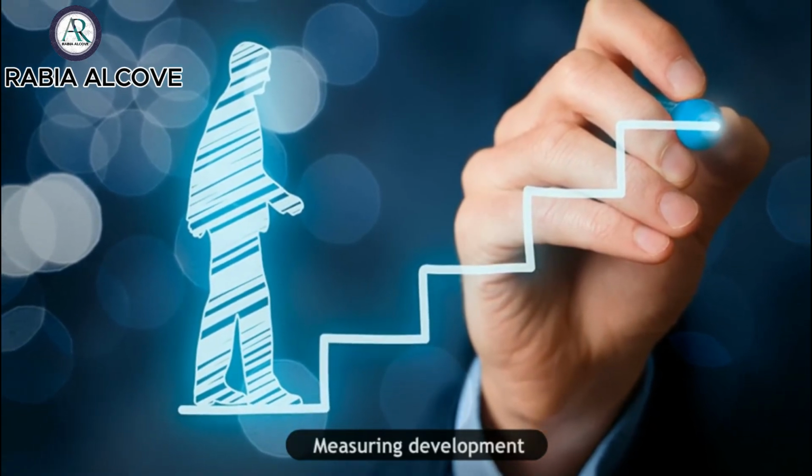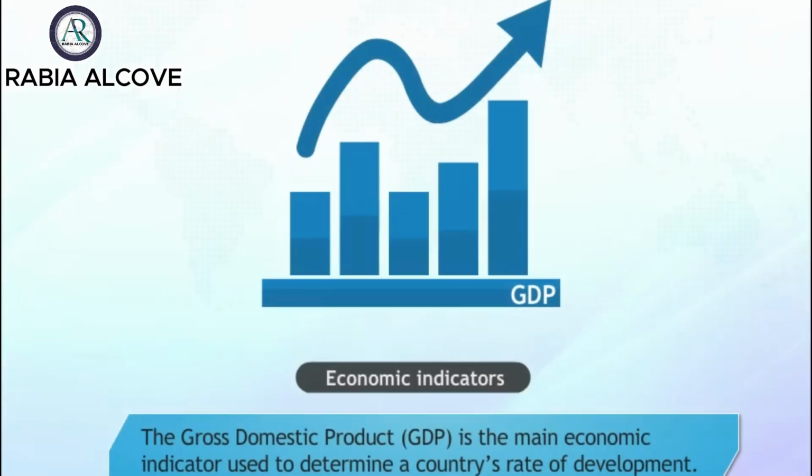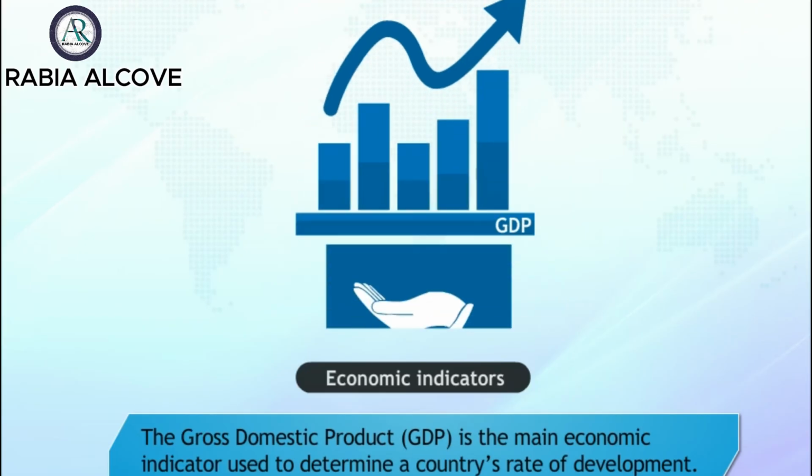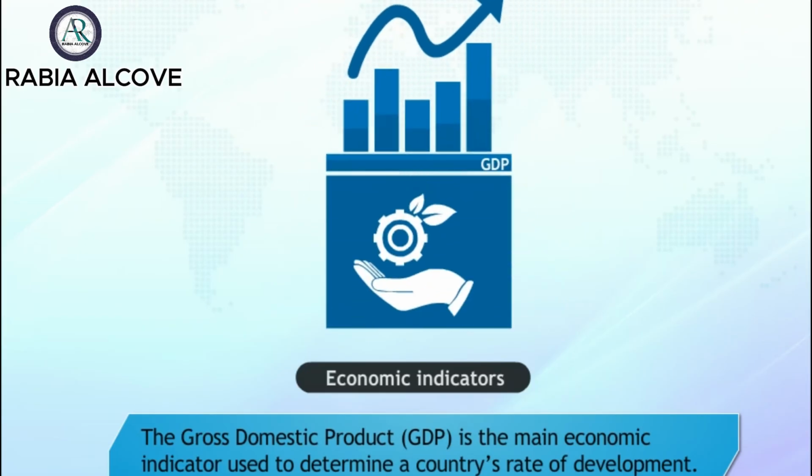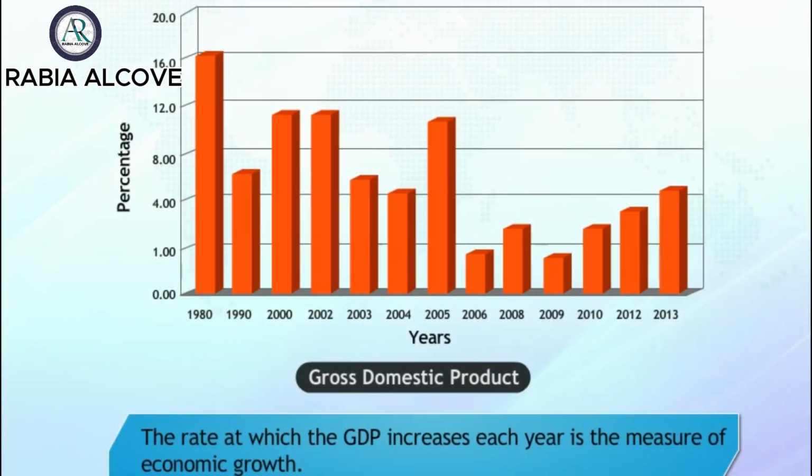Let's learn about them. The gross domestic product, or GDP, is the main economic indicator used to determine a country's rate of development. The GDP measures the value of goods and services produced by a country. The rate at which the GDP increases each year is the measure of economic growth. It helps to determine when or if a country will reach the next stage of development. The graph shows the GDP growth of Pakistan from 1980 to 2013.